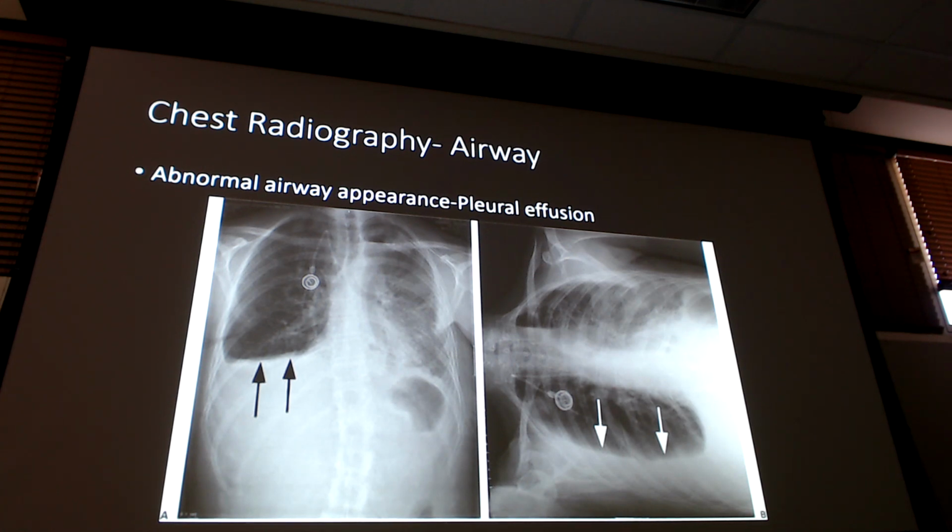What's this? I heard EKG, I heard pacemaker. Anybody ever hear of a port? It's a cancer patient. This is their port.